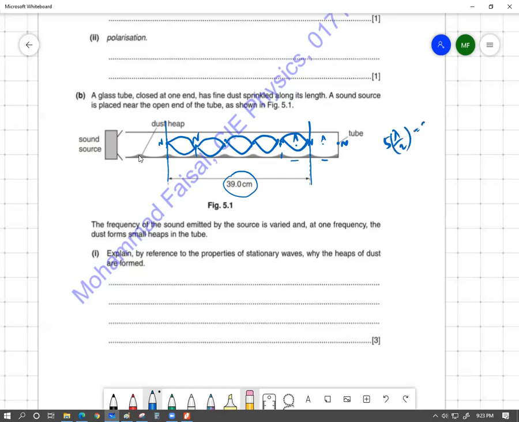That much is equal to 39.0 centimeter. So in this case, how much does the lambda become? Can you calculate and tell me? 78 by 5. That is decimal? 15.6. 15.6. Beautiful.